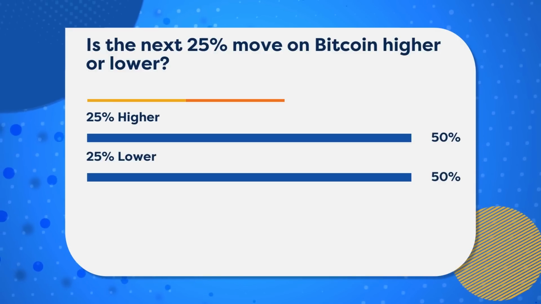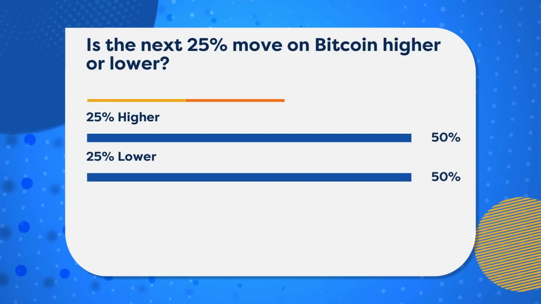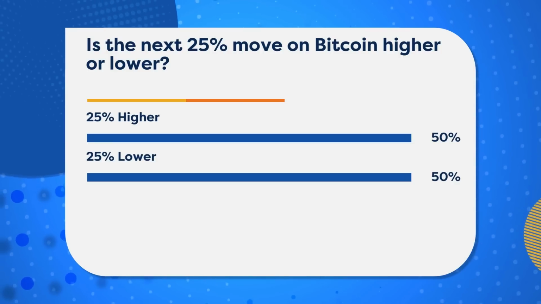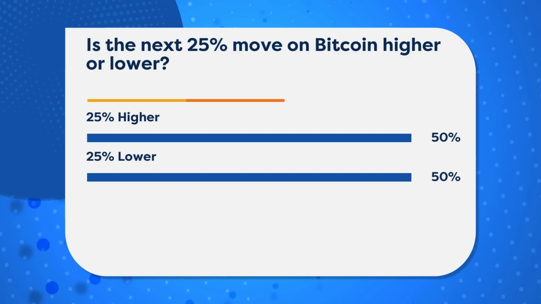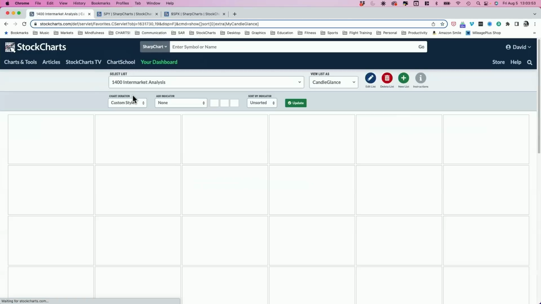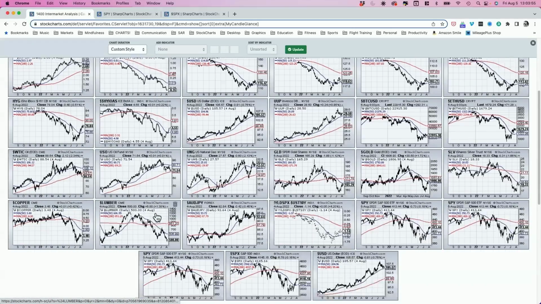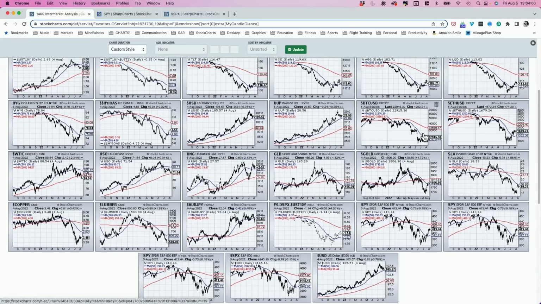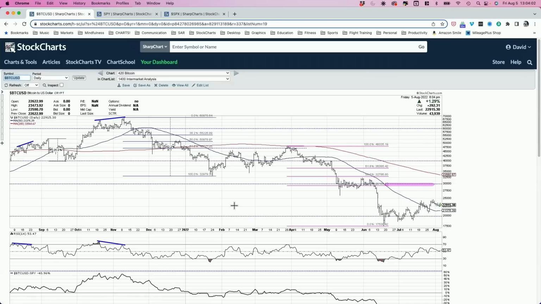Is the next 25% move in Bitcoin higher or lower? How awesome is this? A literal 50-50 split between higher and lower. I will tell you, looking at the chart of Bitcoin, I get it. I get that outcome. I get that answer. If there was a neutral option, I bet it would have been overwhelmingly neutral. That would have actually been an interesting exercise to put a, not a 10% move either way. And I wonder how many people would have voted in that one.